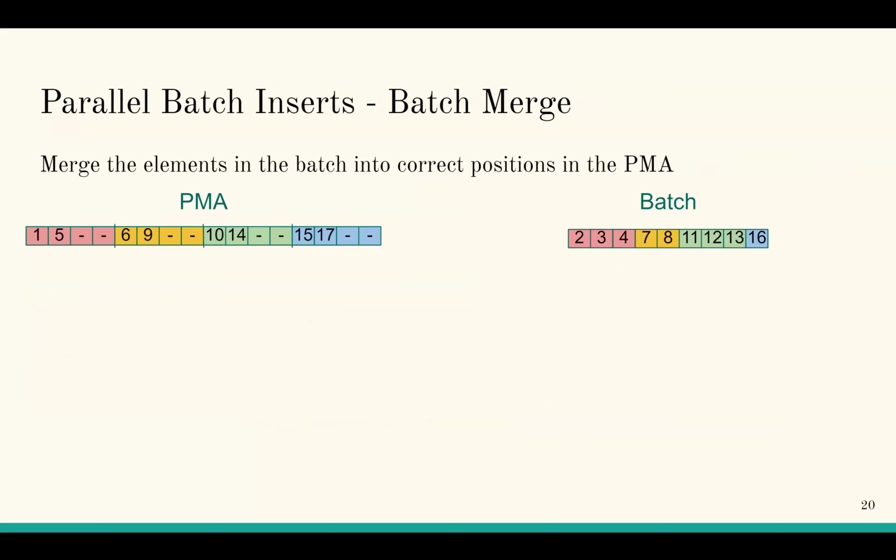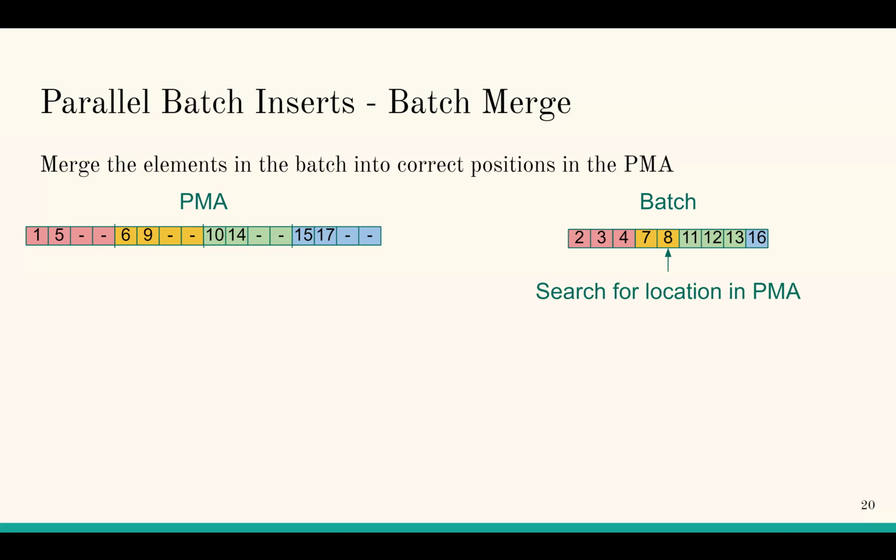So the parallel batch insert algorithm starts by merging in the elements to the respective leaves. So here we have the PMA on the left and the batch on the right. I'm going to assume the batch is sorted. If the batch isn't already sorted, sort it before you run the algorithm. I've also color-coded the batch to see which leaves these elements will eventually go to. The algorithm does not get that.